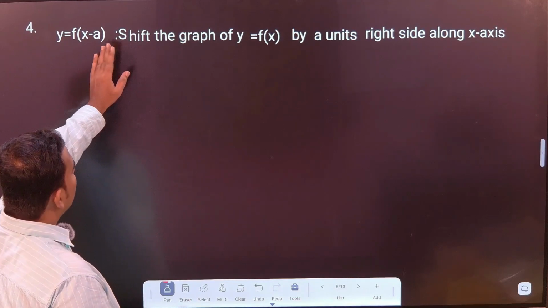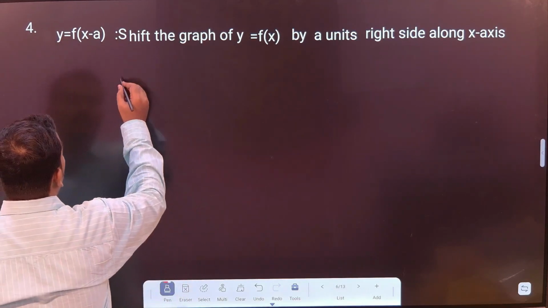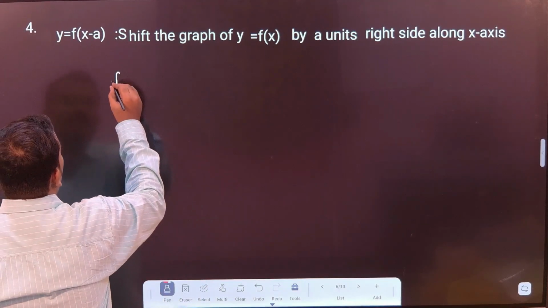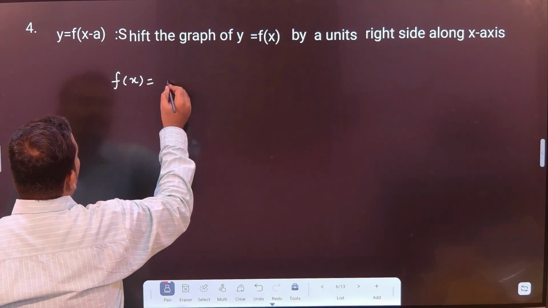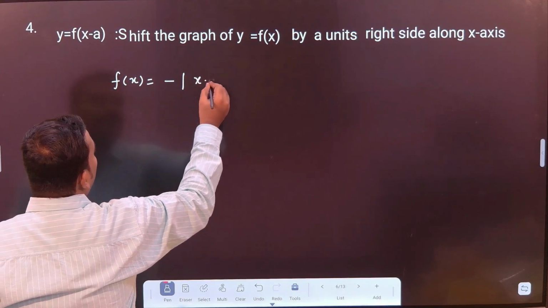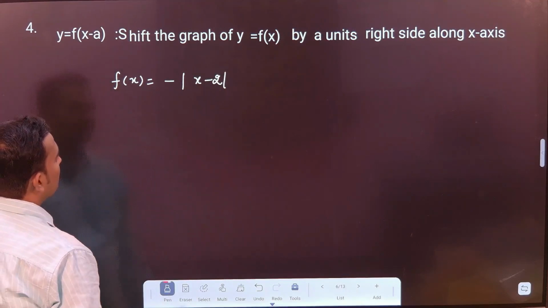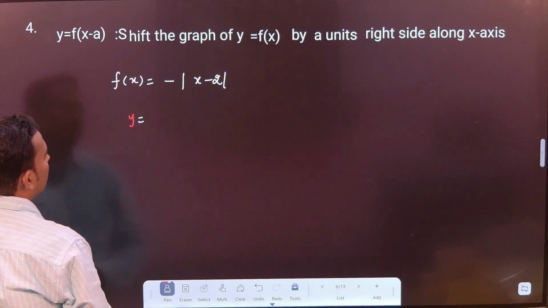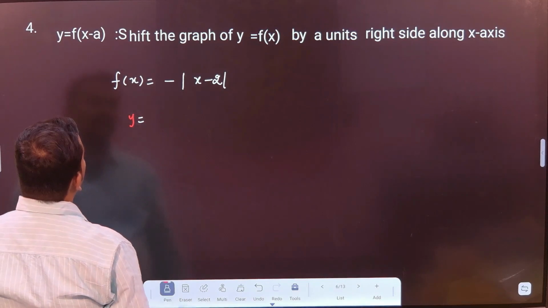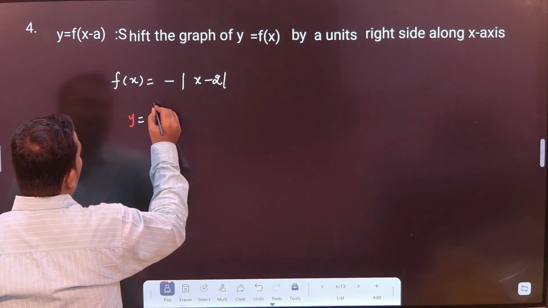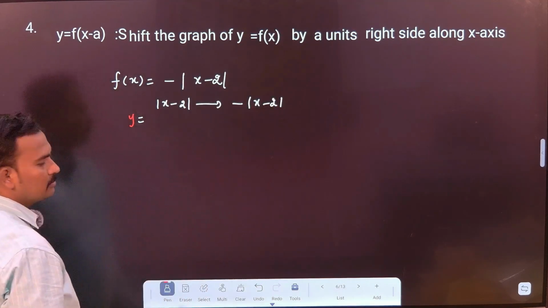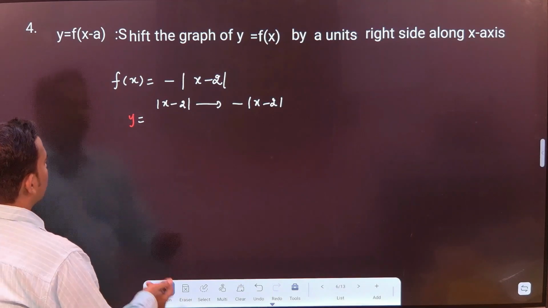Let's do the next one. So this we already discussed, f of x minus a. Let me take one example. So the graph shifts a units to the right side of the x-axis, right? Okay, let us take f of x equal to minus mod x minus 2, right? Yes. How to draw the graph of this? You can see, student. First you can draw the graph of mod x minus 2, and then it changes to minus mod x minus 2 graph. That means f of x changes to minus f of x.